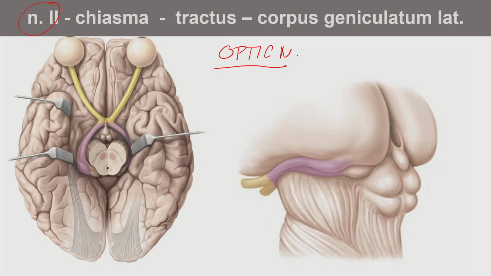So why is it only an extension of the intracranial space? We have ganglion cells and we have retinal cells, rods and cones, which are in the retina.